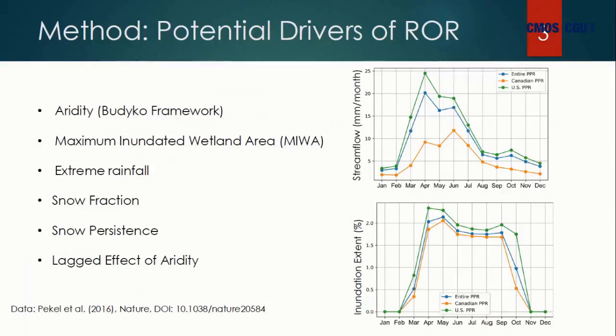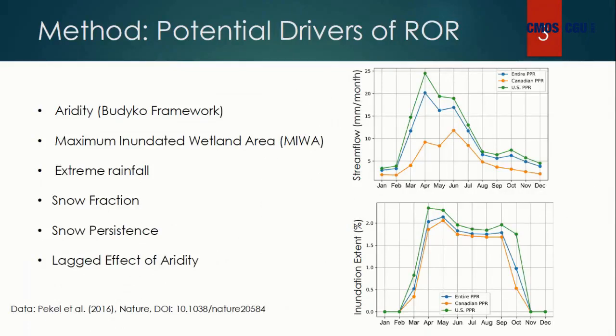To do that, initially we check potential drivers of runoff ratio, their partial correlation and full correlation. The first variable is aridity. Following the Budyko framework, we check its correlation with runoff ratio. Then we check maximum inundated wetland area, MIWA, extracted from Landsat satellite data, to show the potential behavior of the potholes in flow generation in the peri-pothole region. Also, we check extreme rainfall, snow fraction, snow persistence, and the lagged effect of aridity on runoff generation.